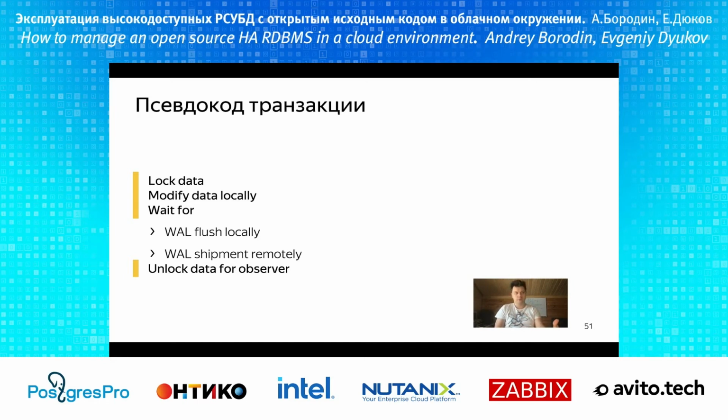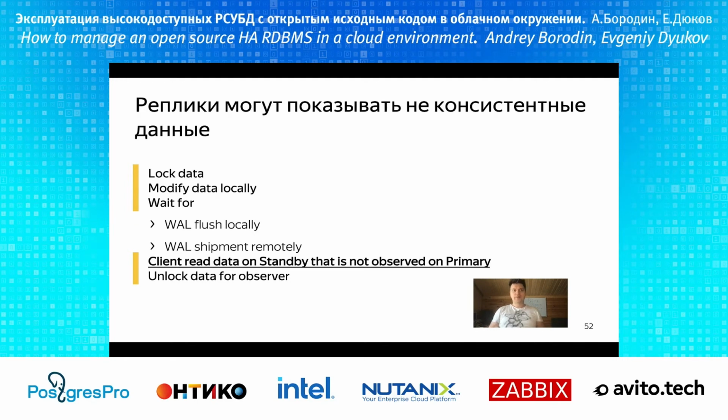What is the pseudocode of a transaction? First, we find the data that we want to modify, block them from modification, then change them in shared buffers. And before we record anything in the commit log, we need to write the write-ahead log, which we flush locally and remotely to some of the replicas. We wait for both these events to happen, or we wait until the flush LSN gets to the necessary point in the transaction. Then we can log the commit, and these data will be observed by new transactions.